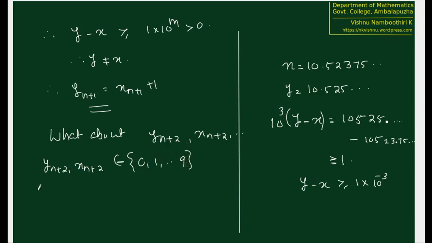But what we guess is that y_{n+1} is larger and x_{n+1} is smaller, and from the (n+2)th position onwards, y will have 0 and x will have 9. This is what we guess.